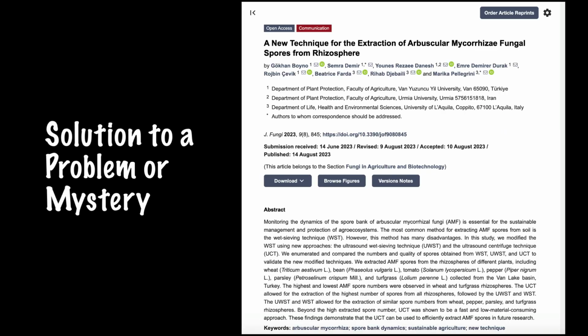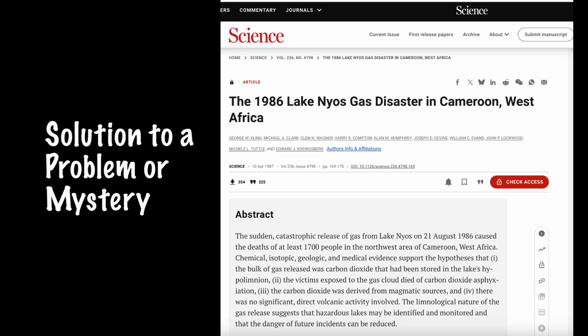Here you may develop a new technique to allow measurement of something previously not accessible. For example, this paper reports a new technique for extracting mycorrhizal spores. Or there might be an unexplained event and you investigate the cause.